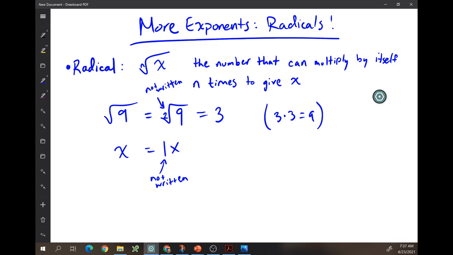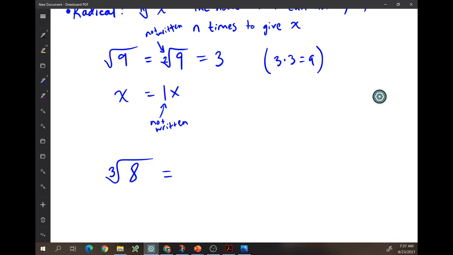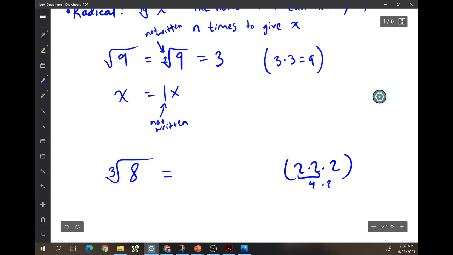Now, we don't just have to have the square root, or the one with the power of 2. We could have a radical with a 3 there, and we call this a cube root. For example, we could have the cube root of 8. This is saying what number times itself 3 times gives 8? If we tried 2 times 2 times 2, 2 times 2 is 4, 4 times 2 is 8. So that means that this 2 multiplied by itself 3 times gives 8. We could have lots of these.